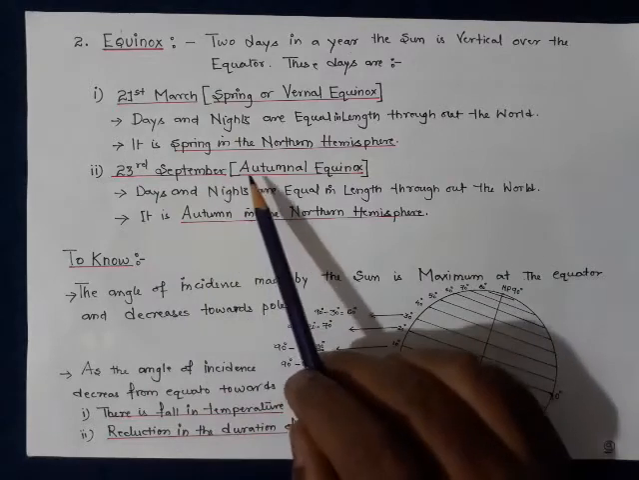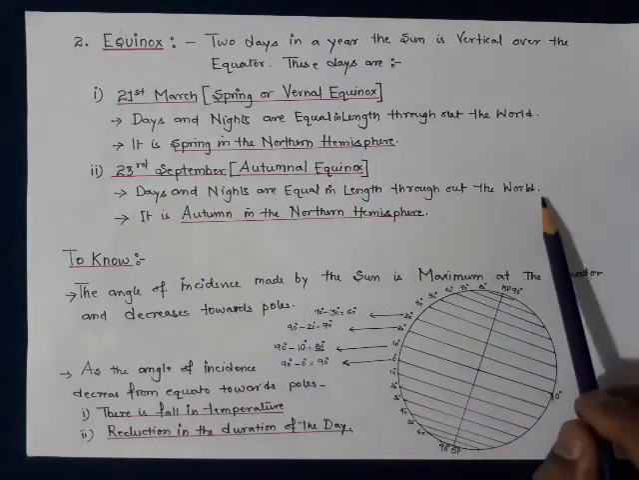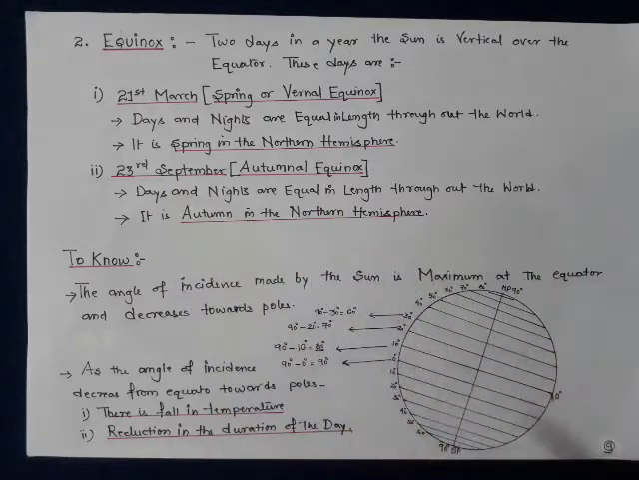Whereas 23rd September, autumnal equinox, the days and nights are equal in length throughout the world. It is autumn in the northern hemisphere. So when it is spring in the northern hemisphere, it is autumn in the southern hemisphere, and when it is autumn in the northern hemisphere, it is spring in the southern hemisphere.